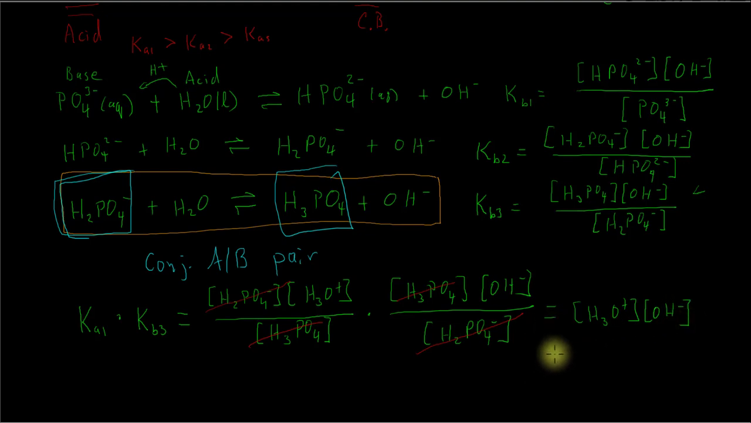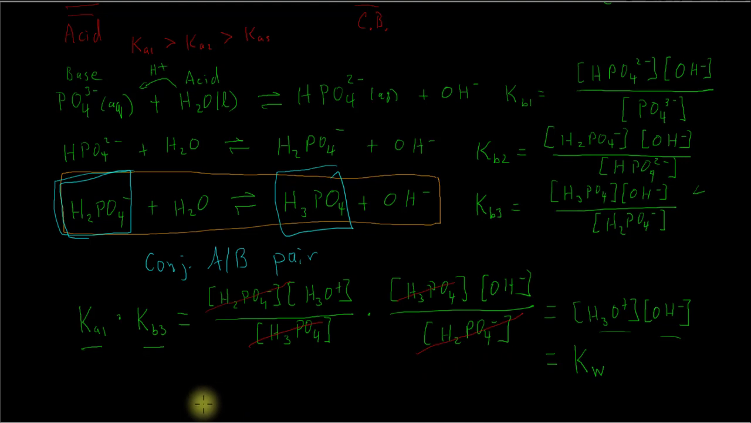And from other things that you've learned, that should look familiar. This is our water hydrolysis constant. So Kw is equal to the product of these two equilibrium concentrations. So it turns out that when you multiply the acid and base dissociation constants for the first acid dissociation and the third base dissociation, because those are the two that relate these two species, you get Kw.